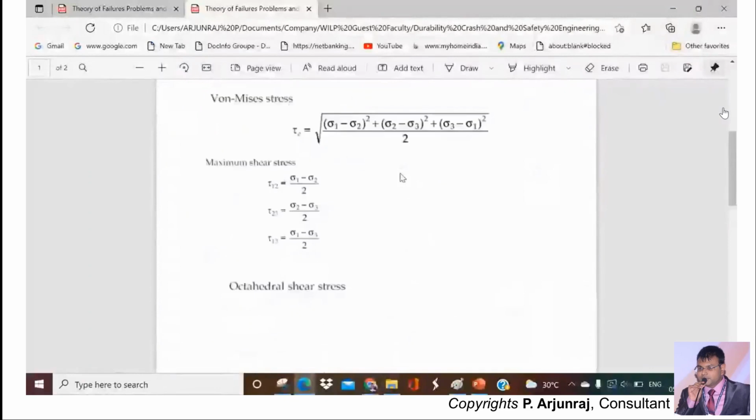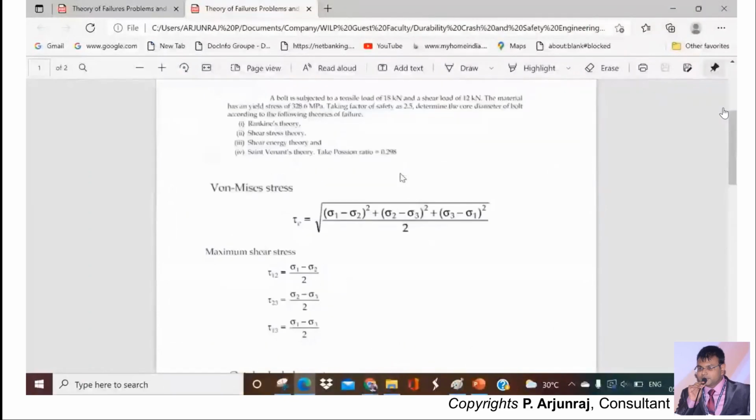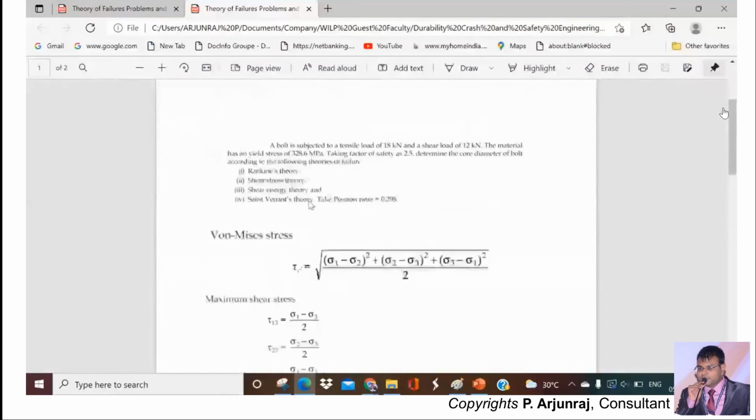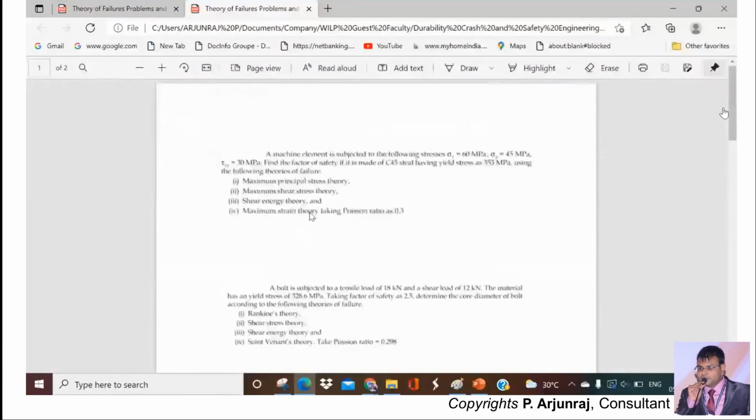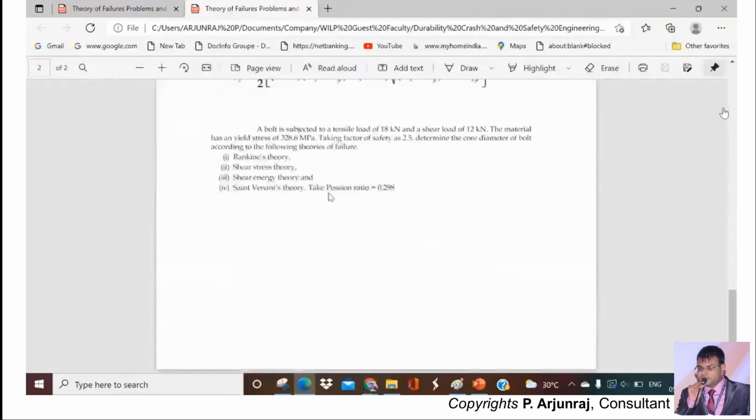So this covers all the formulas related to the theory of failures, whatever we have seen. And using these formulas, we are going to solve problems. There are three questions that we'll be solving today.